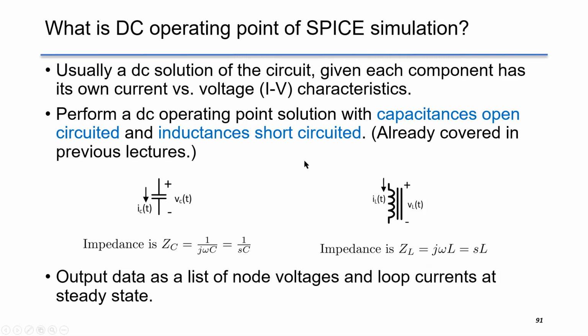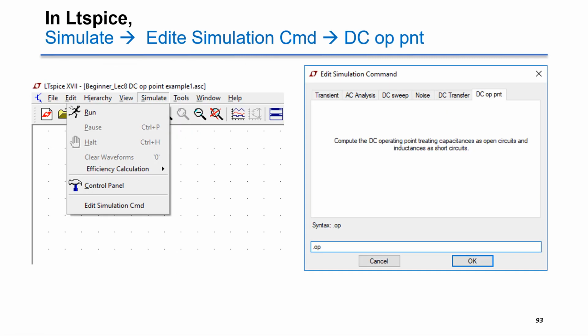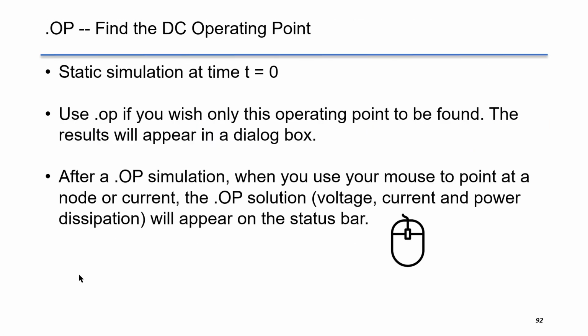By doing this, we can ignore the existence of capacitor and inductor in the circuit and do the DC operating point solution. As a result, the output data will be given as a list of node voltages and loop currents as the solution. So in LTspice, you can go to Simulate and then Edit Simulation Command. In this window, you can choose the DC operating point. The syntax is .op.